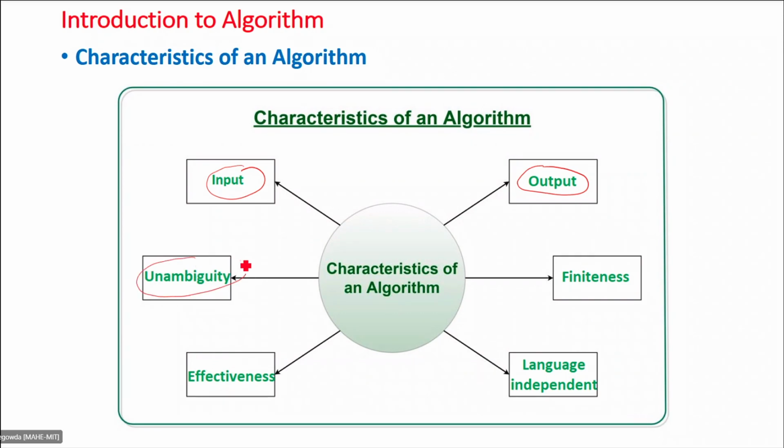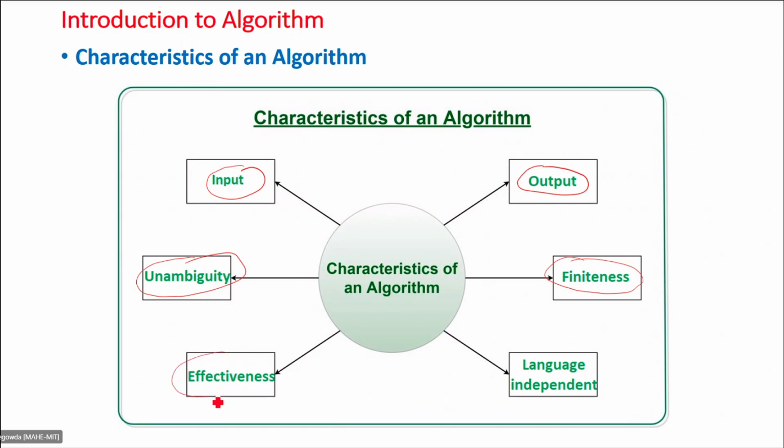The third characteristic of an algorithm is unambiguity. An algorithm should be unambiguous, which means that the instructions in an algorithm should be clear and simple. The fourth characteristic of an algorithm is finiteness. Here, finiteness means that the algorithm should contain a limited number of instructions. That is, the instructions should be countable.